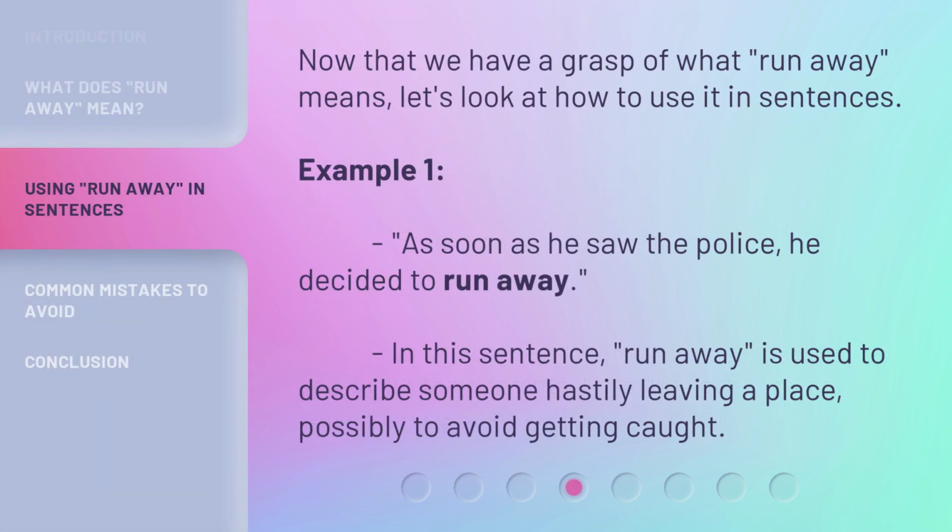Now that we have a grasp of what "run away" means, let's look at how to use it in sentences. Example 1. As soon as he saw the police, he decided to run away. In this sentence, run away is used to describe someone hastily leaving a place, possibly to avoid getting caught.